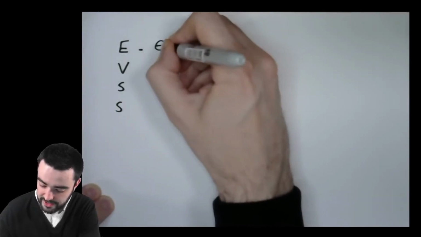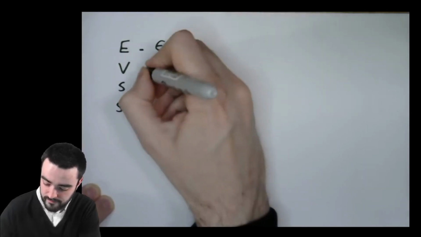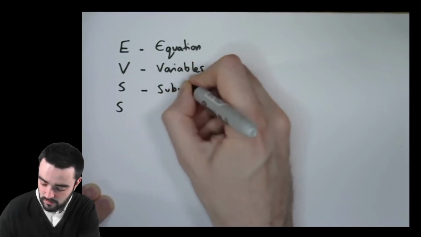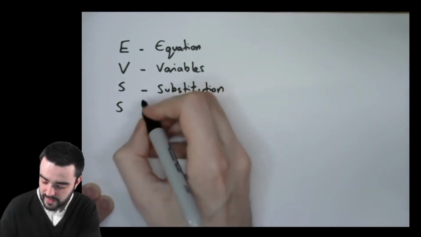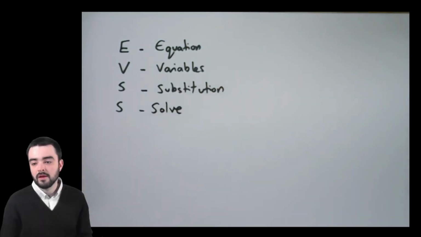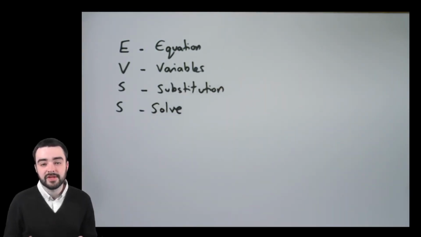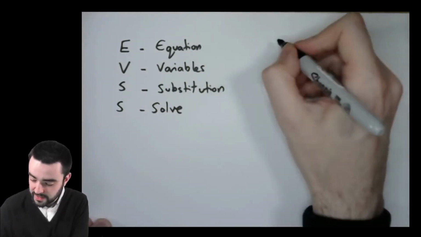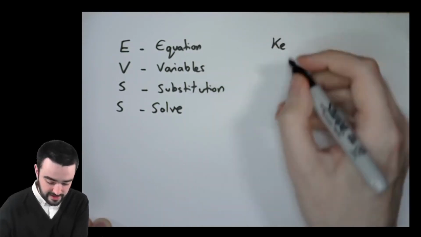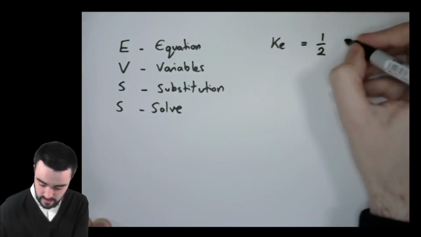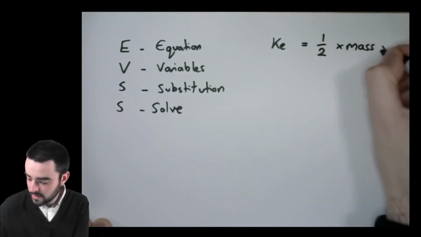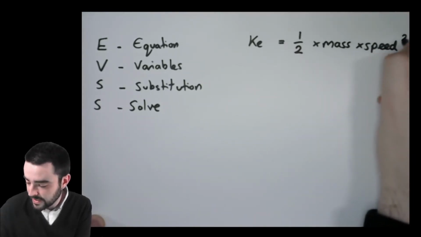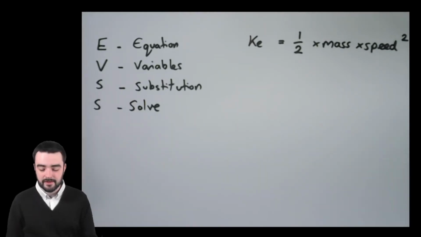It stands for equation, variables, substitution, and solve. So each of these are important steps that allow you to get marks along the way. So in this case, the equation has been given for us. We've been told that KE, or kinetic energy, is equal to 1/2 times the mass times the speed squared. Okay, so we've been given that this time.